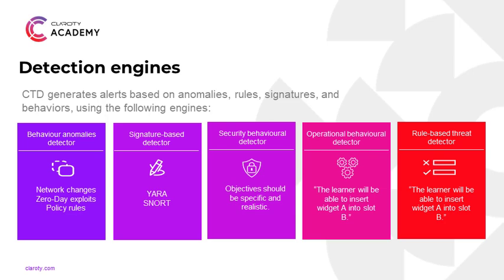The fifth algorithm is the rule-based threat detector. This generates alerts based on custom criteria that operators create to target specific events. For example, an operator could create a rule that flags out-of-range values or flags communications that are considered suspicious.